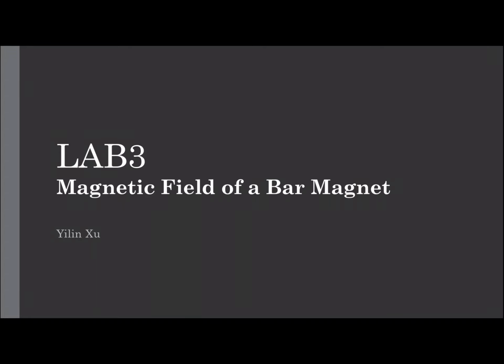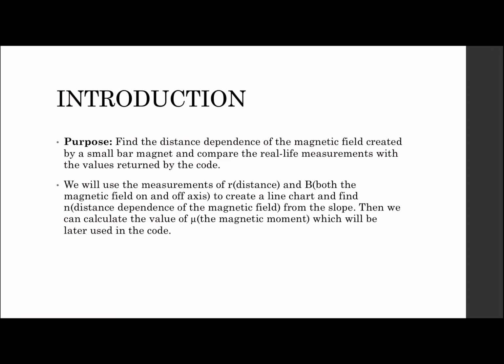Hi, this is my lab report for the third lab, magnetic field of a bar magnet. The purpose of this lab is to find the distance dependence of the magnetic field created by a small bar magnet and compare the real-life measurements with the values returned by the code. Here we're using a line chart to find the final result.